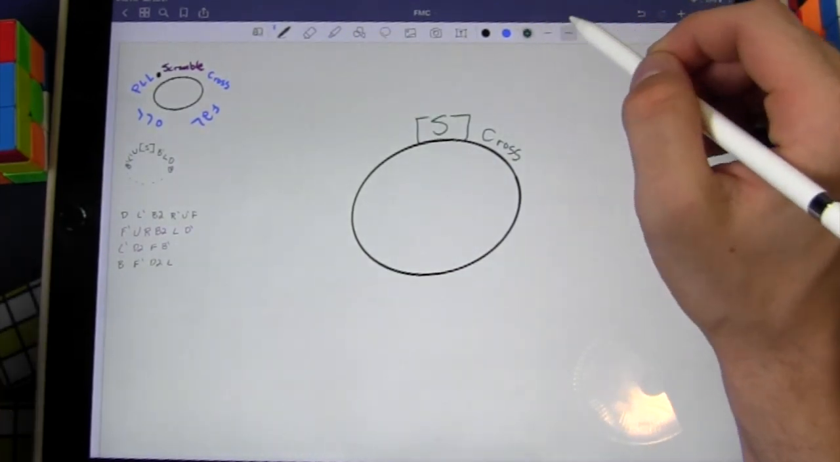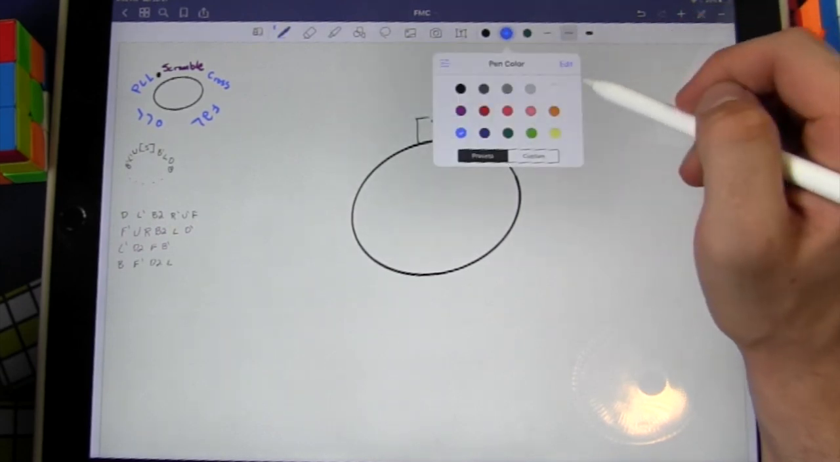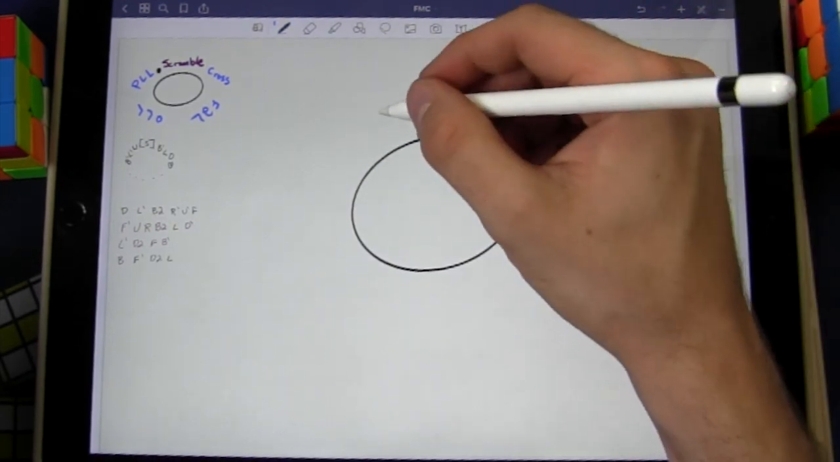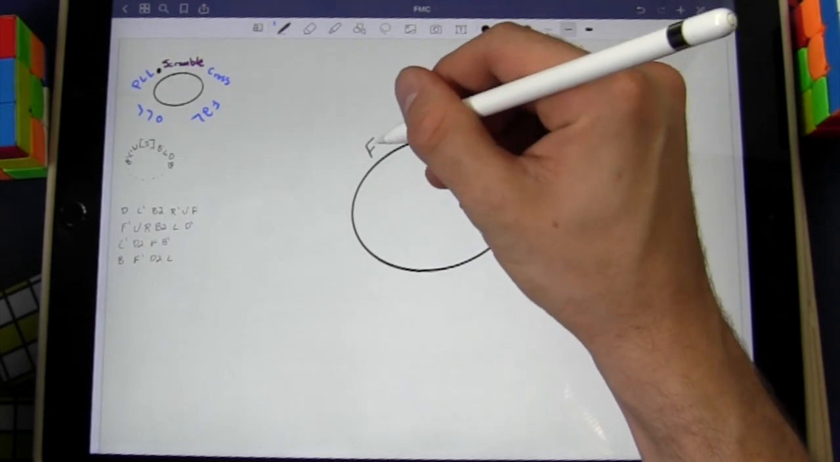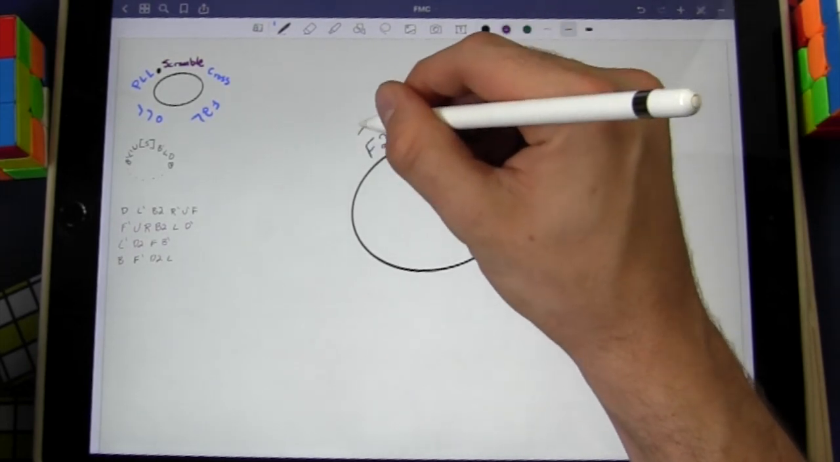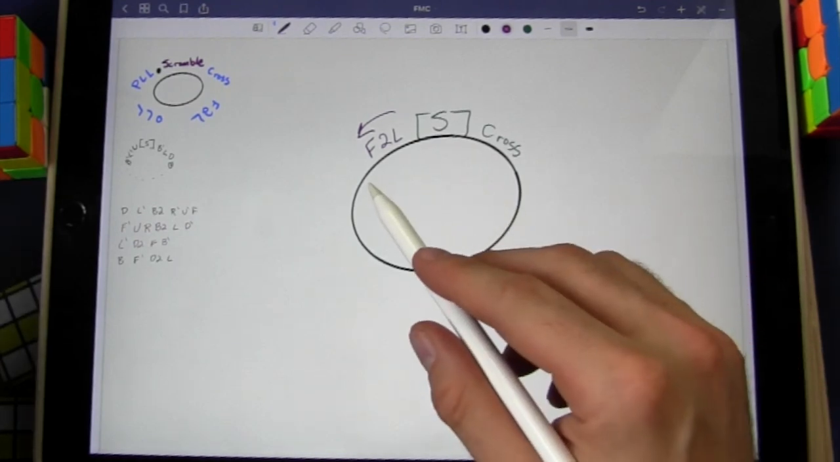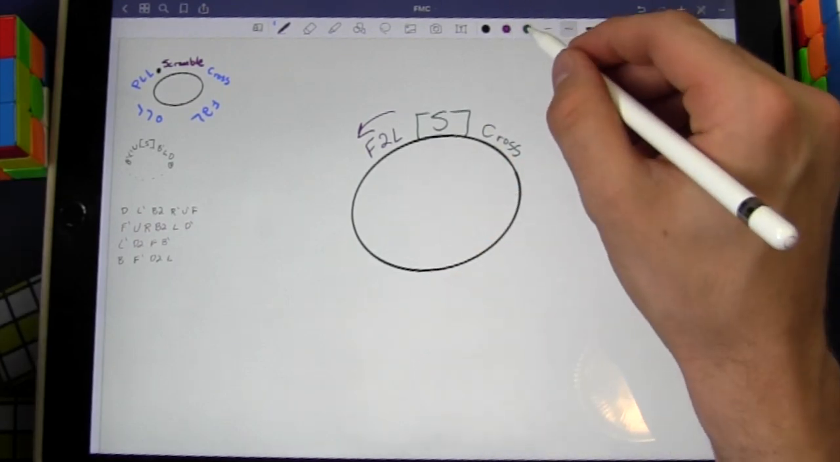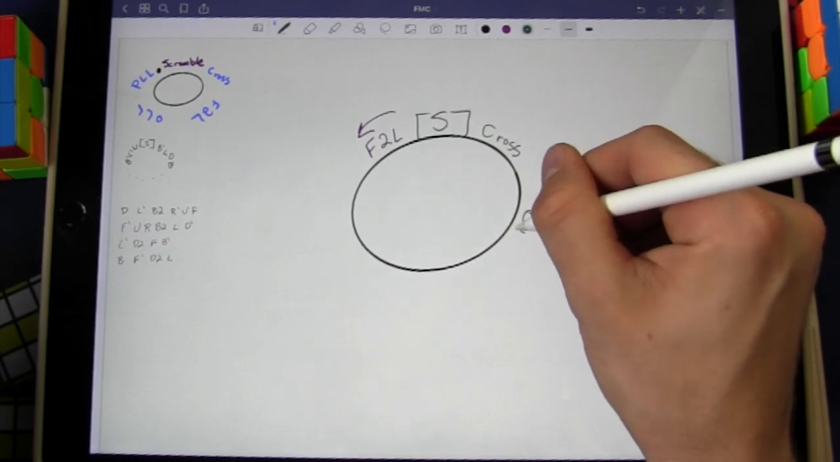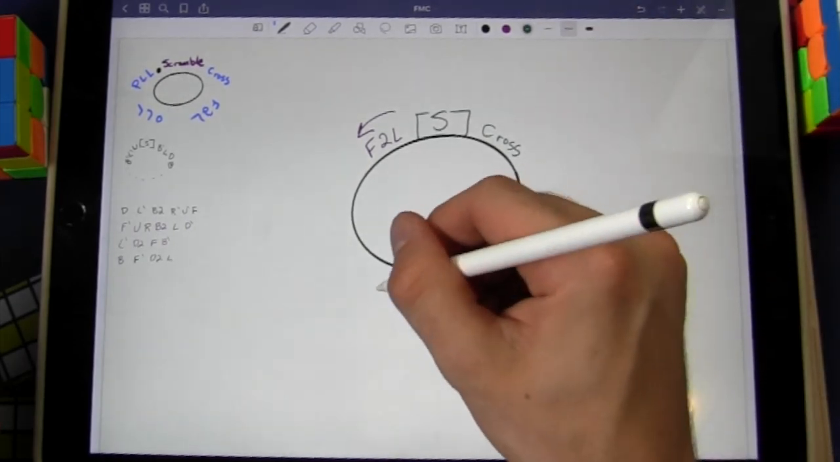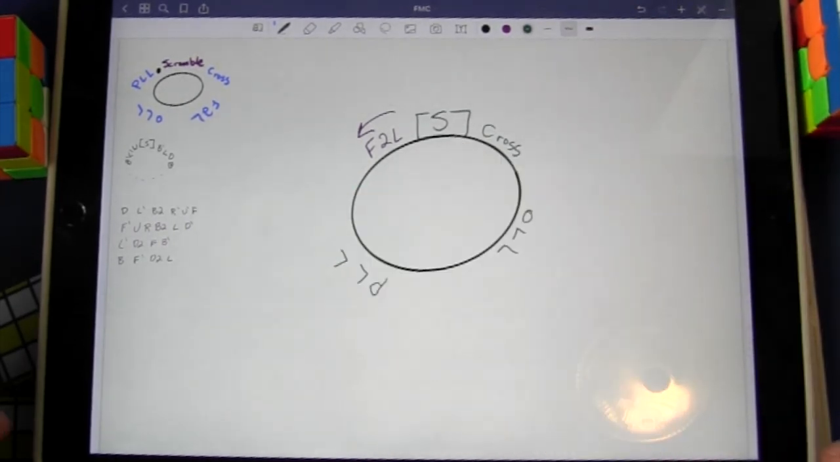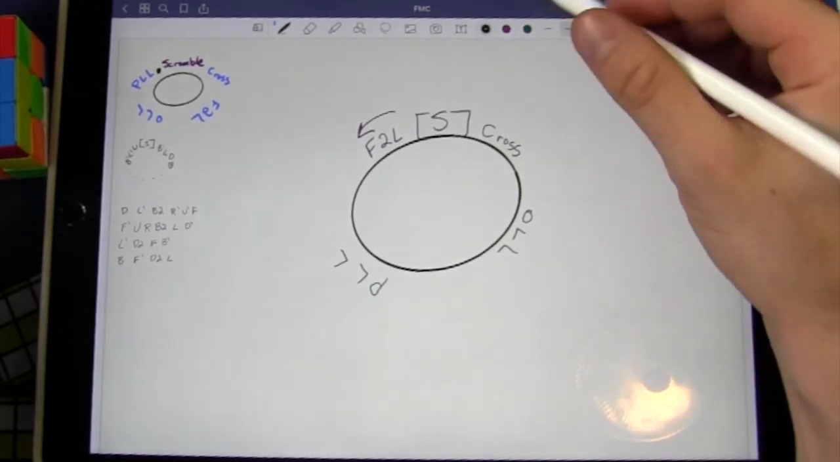Well, on the inverse, and here, let me get purple back out, that way I can do the inverse in purple. Well, we can just do F2L going this way. And then, let's say we get stuck, we can then go back and do OLL, and then we can finish off with PLL. This is what is called NISS.